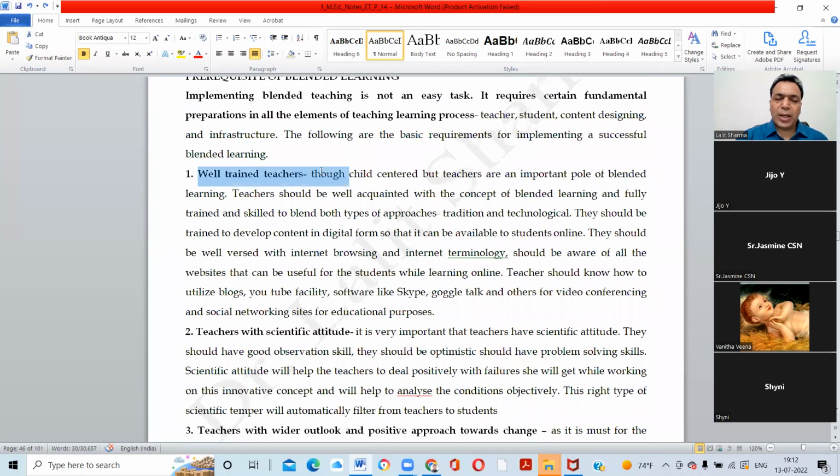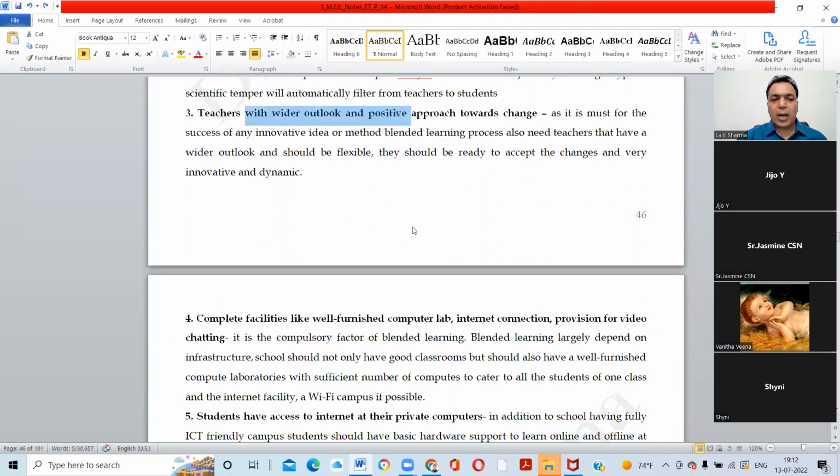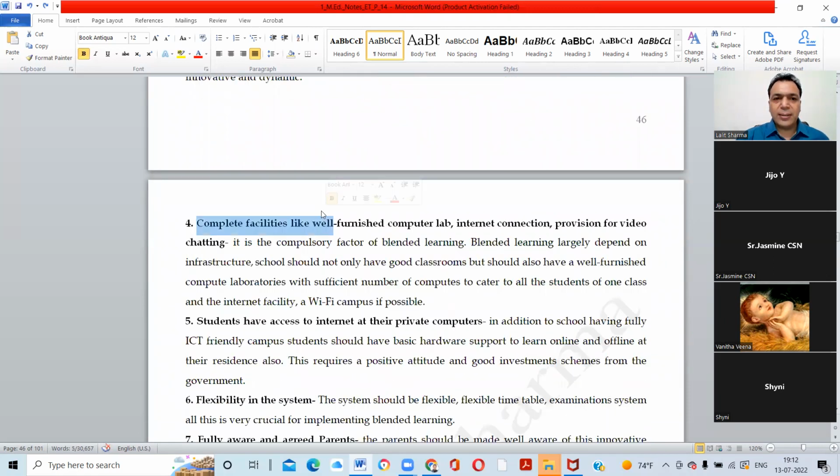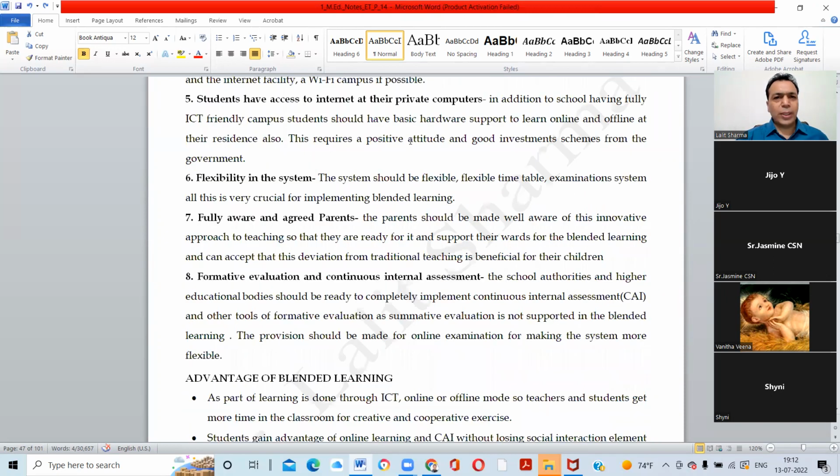So all the points: well-trained teachers are needed for blended learning, teacher with scientific attitude, teacher with wider outlook, complete facilities. So a teacher is always ready for the change. Basically, this is the teacher who brings the change in the society. 1964-66, Secondary Education Kothari Commission has said that no level can rise above the level of the teacher. You must remember these types of definitions.